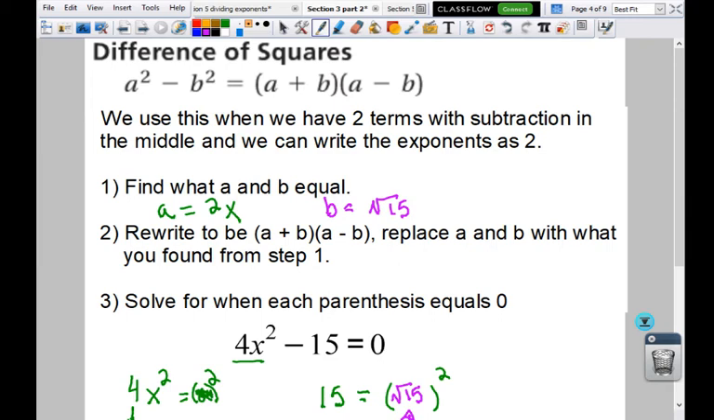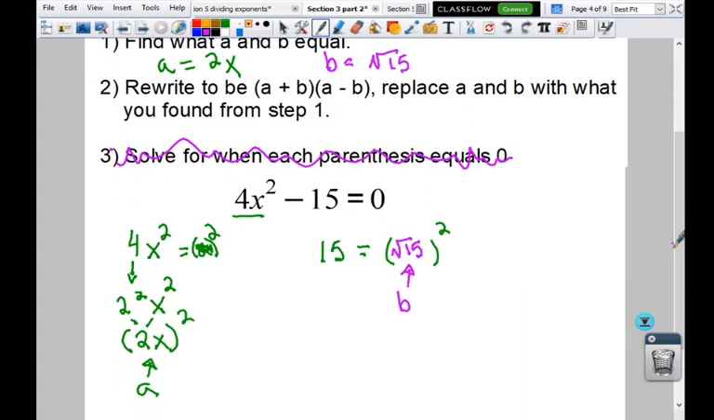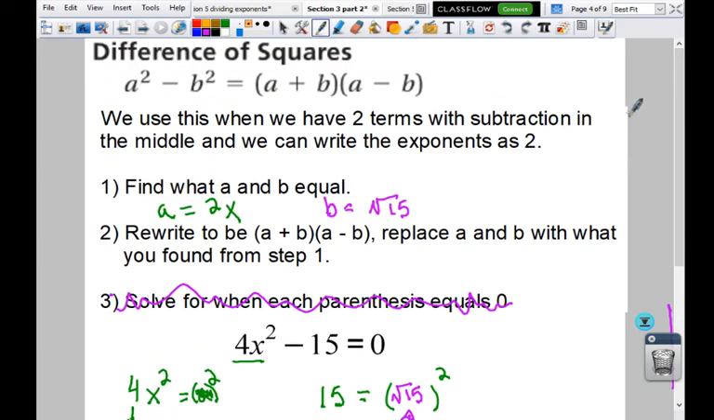And you know what? I think I'm going to make this a little simpler. We're just going to factor, we're not going to solve. We're going to write the equation, but we're not going to solve it. I'll make it a little easier because I want you guys to practice this. So, my a I found was 2x. So instead of parentheses a plus b, I'm going to go parentheses 2x plus, and instead of b, I'm going to put in the square root of 15. And second parenthesis, instead of an a, I'm going to put 2x again. And then this time minus, and instead of b, square root of 15.